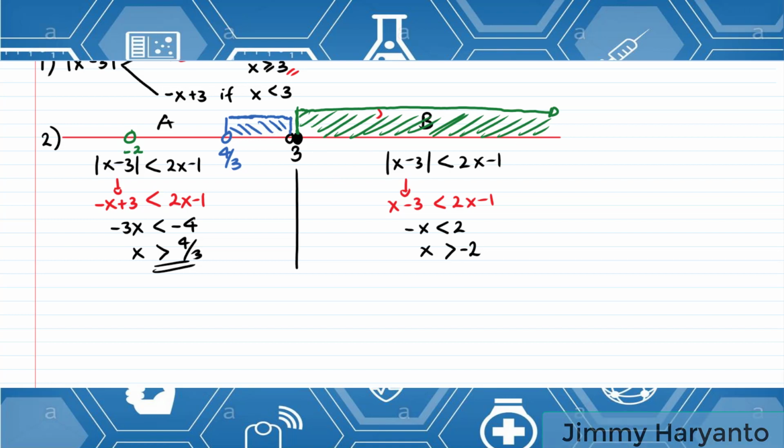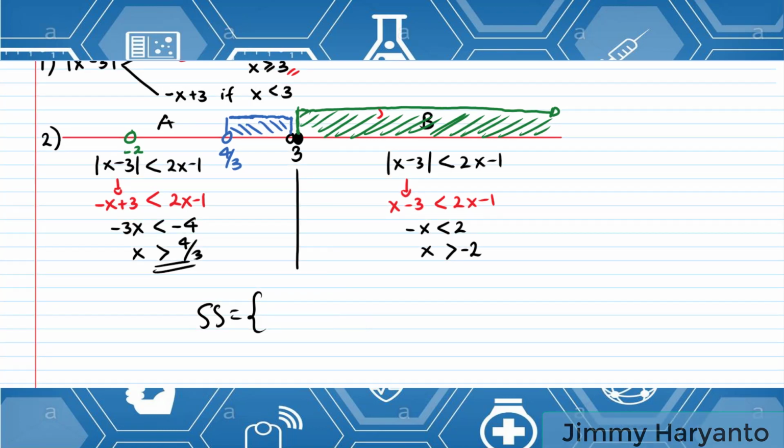Okay, so we have the blue one and the green one. We have to combine them together using OR. Using OR means take them all. We can write the solution set like this: for the blue one, it is 4 over 3 less than x less than 3, because it's between 4 over 3 and 3. And then for the green one, it is x greater than or equal to 3. We have to combine them with OR.